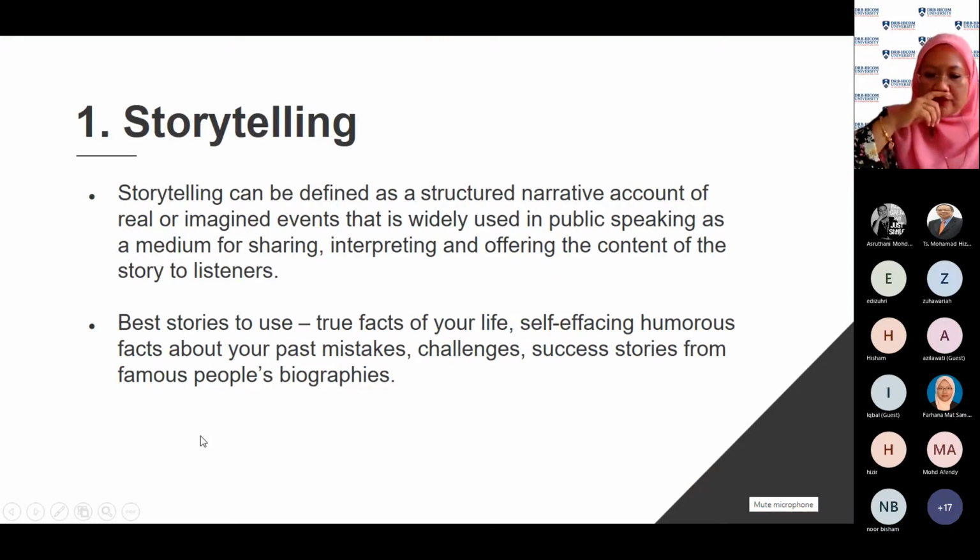Now let's look at the first one, storytelling. Most people think that if you use a story in your presentation, it sounds very informal or not serious. Actually, you are wrong. Storytelling is such a powerful tool because it evokes people's emotion. Even the biggest organizations like Petronas, Shell, TNB use storytelling in their advertisements nowadays.